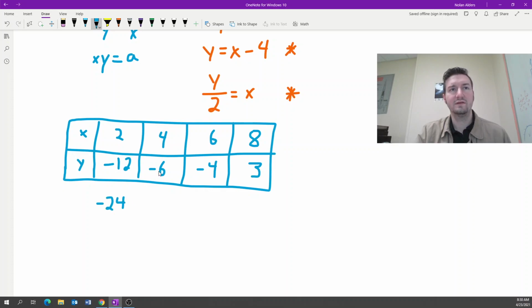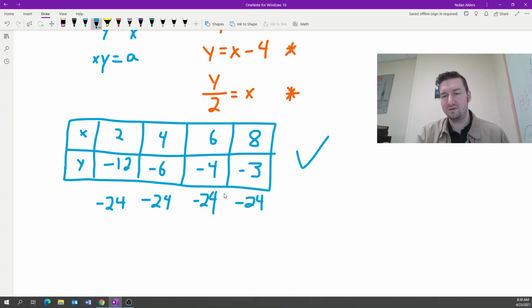4 times negative 6 is negative 24. 6 times negative 4 is negative 24. And I think I meant this one to be a negative 3. 8 times negative 3 is negative 24. So you can see, since we're getting the same number every time when we multiply the x and the y, this is an inverse variation. This is an inverse variation.